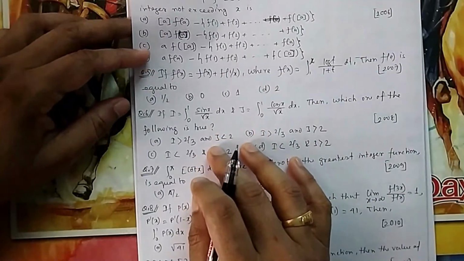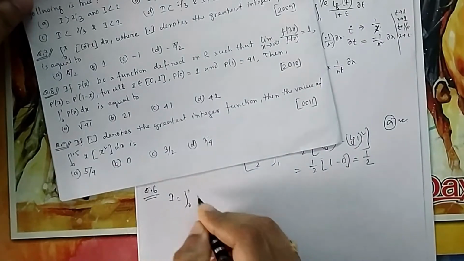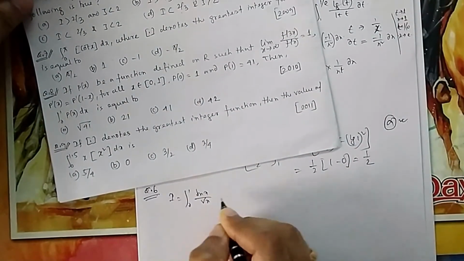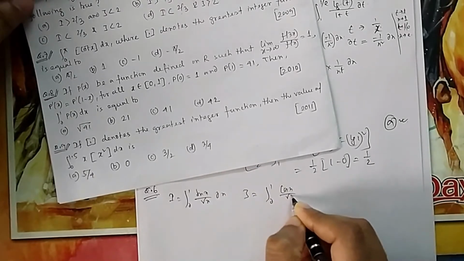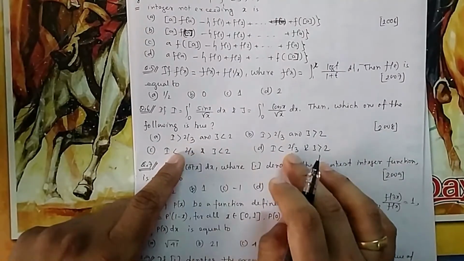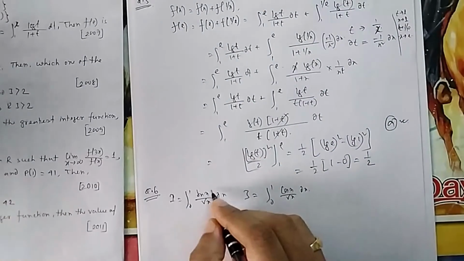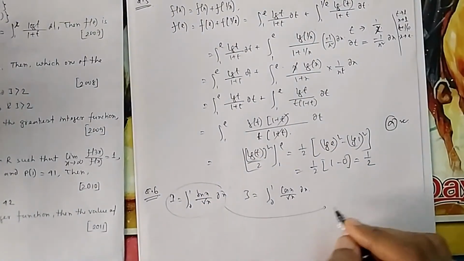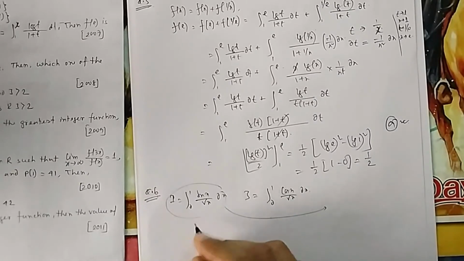Next, if you come to question number 6. I is given 0 to 1 sin x by root x dx and J is given 0 to 1 cos x by root x dx. Now they are asking I about 2 by 3, about J it is 2. So when will I become 2 by 3? Can you think of when it becomes 2 by 3? It will be 2 by 3 if you are integrating 0 to 1.